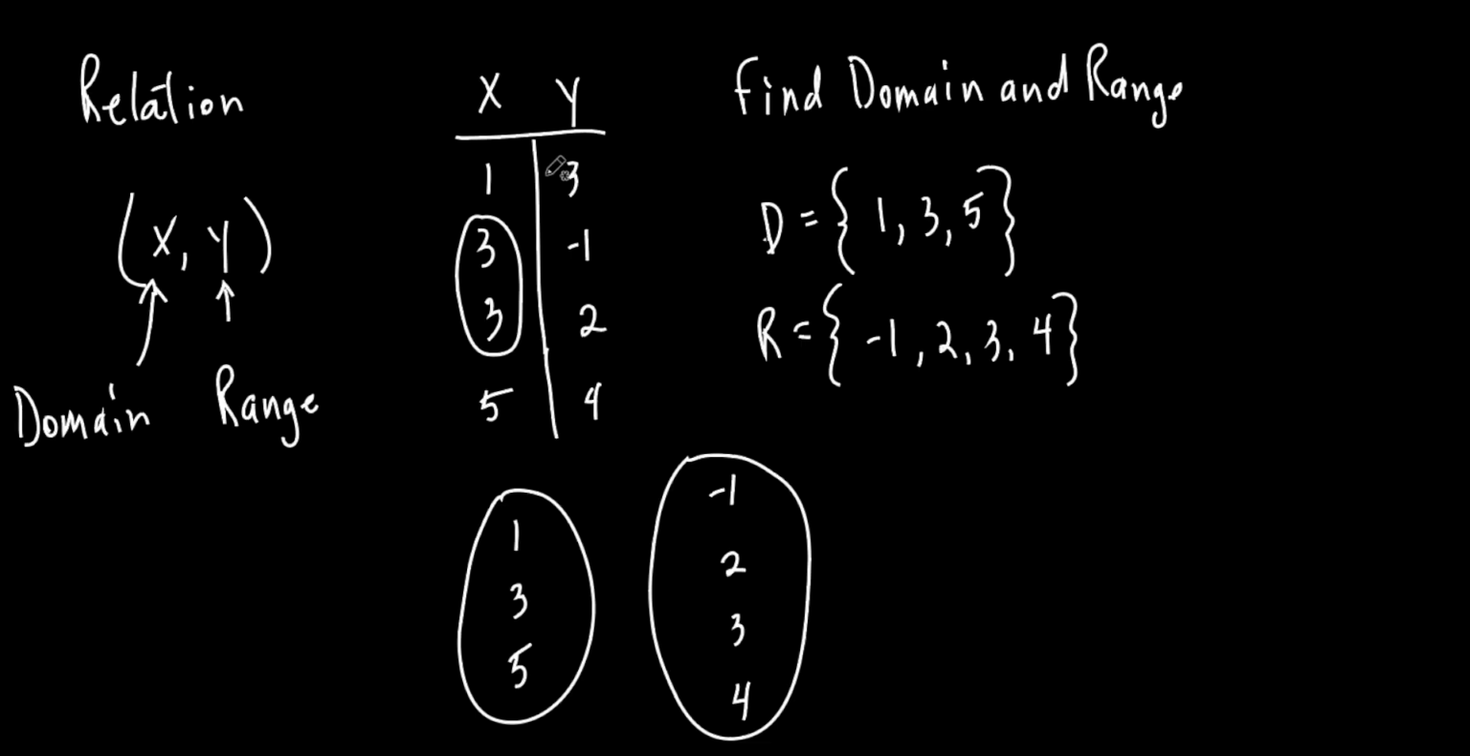Let's go back to the table, right? So the 1 goes with the what? With the 3. See that 1 right there? That relates to the 3. Now this first 3 relates to what? A -1. And there's a reason we're doing what we're doing right here, okay? And then this 3 relates to what? A 2. And this 5 relates to the 4, okay?